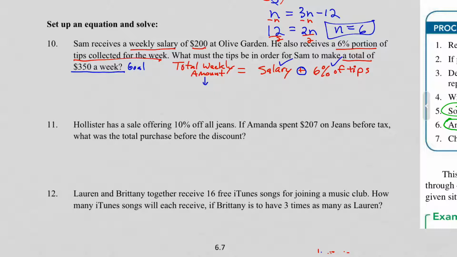So the goal for the weekly amount is $350. The salary from the word problem is $200. 6% needs to be translated into 0.06. Okay, it's not 0.6, because 0.6 is 60%. 0.06 of means times, so 6% of X, okay? Because we don't know the tips.